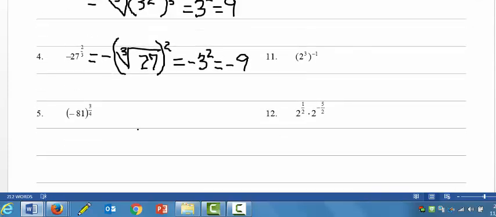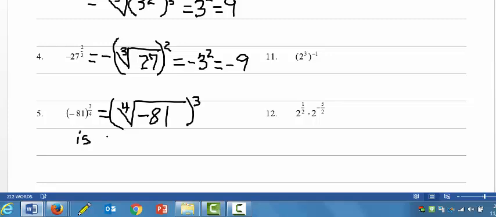Negative 81 to the 3/4, because of the grouping, the denominator tells me this is a 4th root. The 81 is the radicand. And then this will be raised to the 3rd power. The problem is this is not a real number because the index is even and the radicand is negative. So this is not a real number. So we won't do anything with this. A little bit later we'll talk about what kind of number this is.